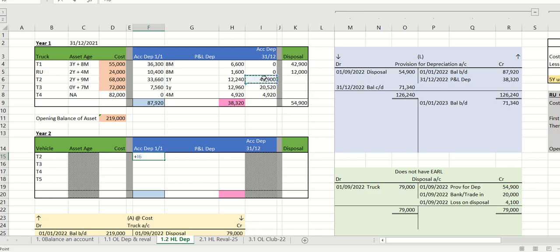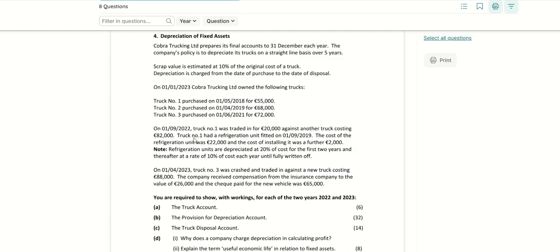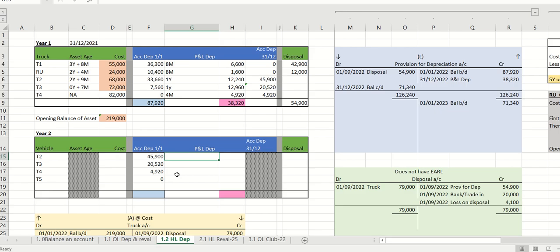I'm going to put in my opening accumulated depreciation for truck 2 and truck 3 and truck 4 because I'll need them if they got sold. I have no opening depreciation for truck 5. And now I'm going to calculate my depreciation for these guys during the year. So we have truck 3 for the first 3 months of the year, because we sold it on the 1st of the 4th. And that means that we've got truck 5 for 9 months of the year.